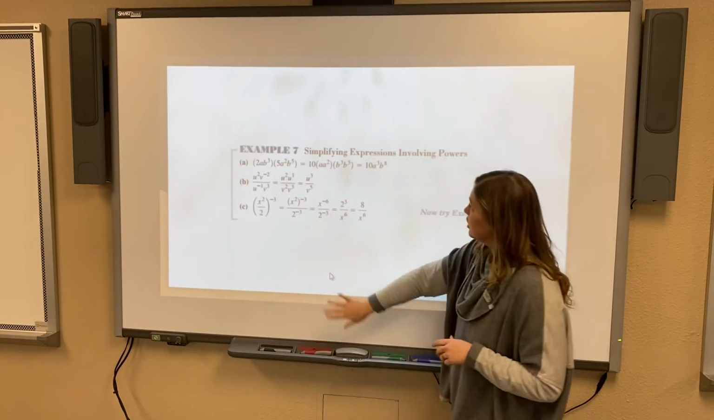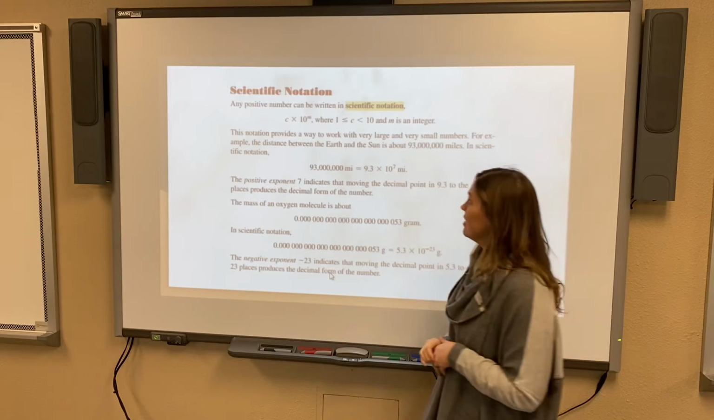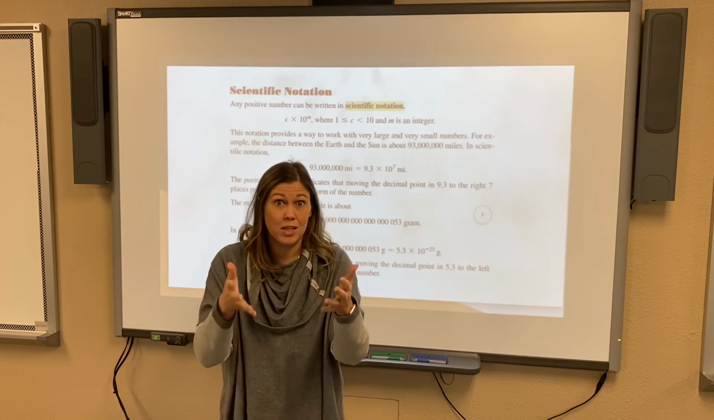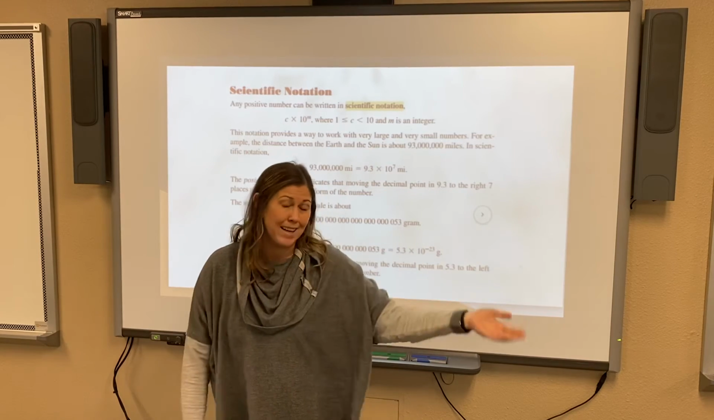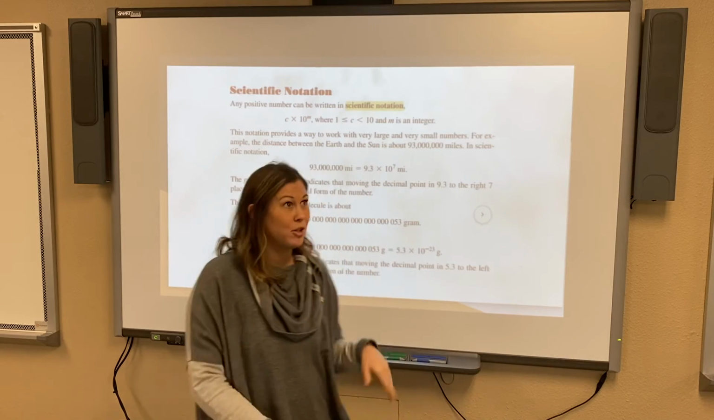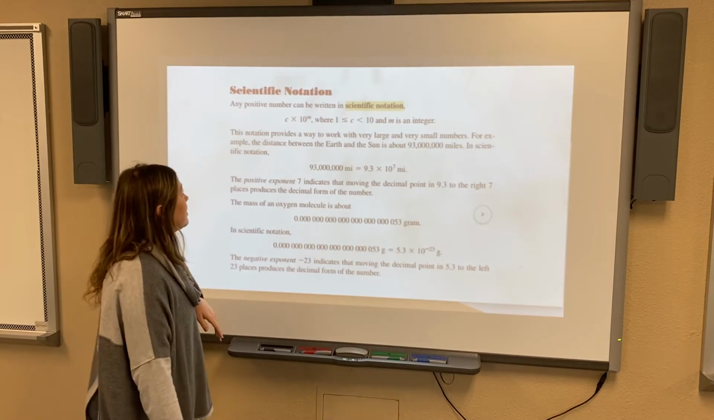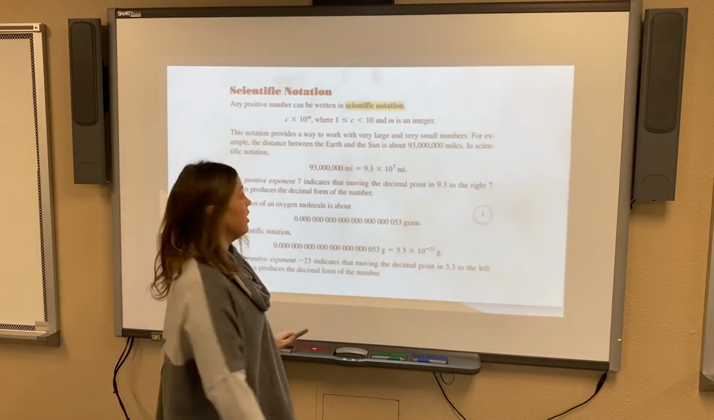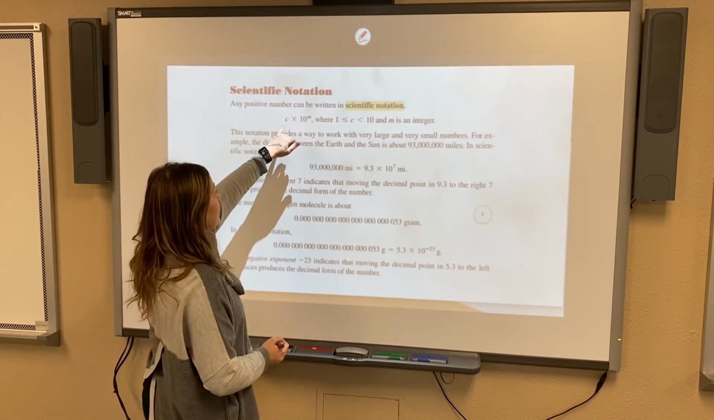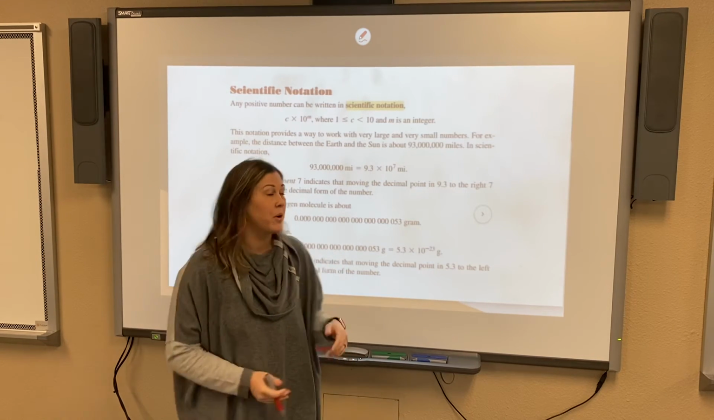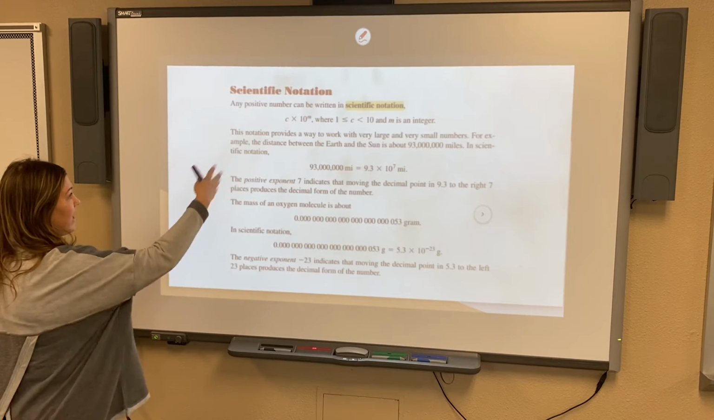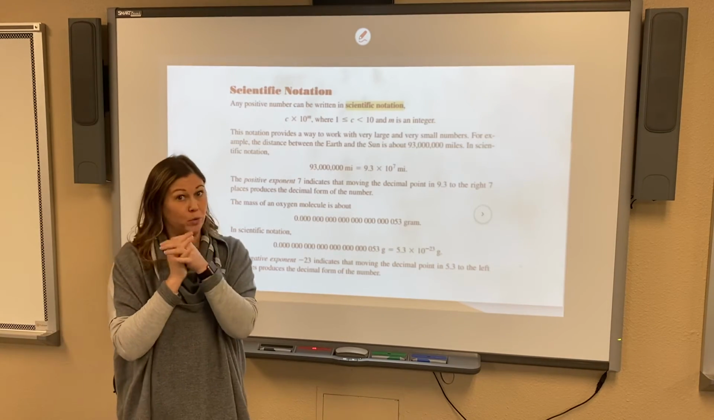So now let's look at scientific notation. It's something you've heard about back in elementary school; it's kind of like you need a refresher every time. So here's your refresher. Any positive number can be written in scientific notation as c times 10 to the n power, where c is between 1 and 10, and n is an integer. This notation helps us work with really small or really big numbers.